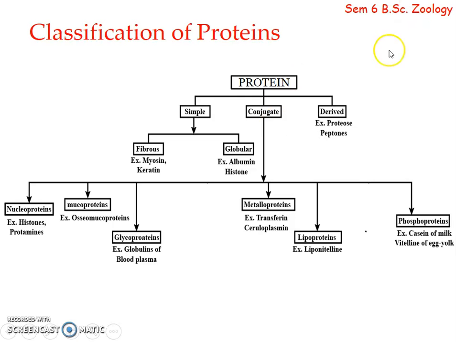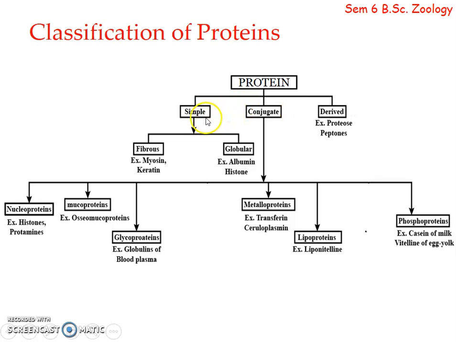On the other hand, you can see here, these are actually the degraded products of simple and conjugated proteins. So when simple and conjugated proteins get degraded or broken down, denatured, what we get is included under derived proteins. I hope it is clear.